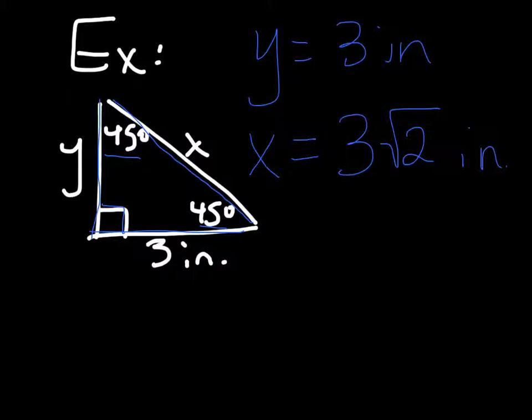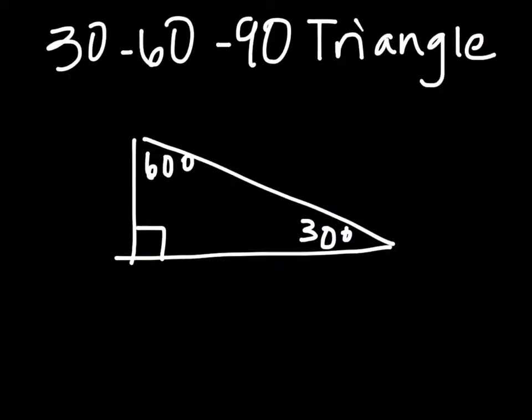Now if I leave it like that, that's the exact length. Or on my calculator, I can do the square root of 2 and multiply that by 3. And I can estimate that the length of that side is about 4.2 inches long.